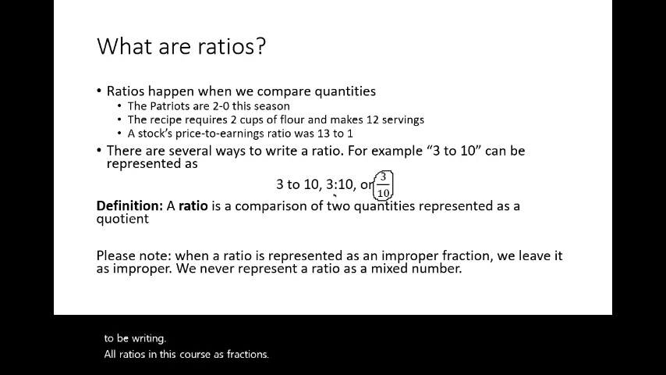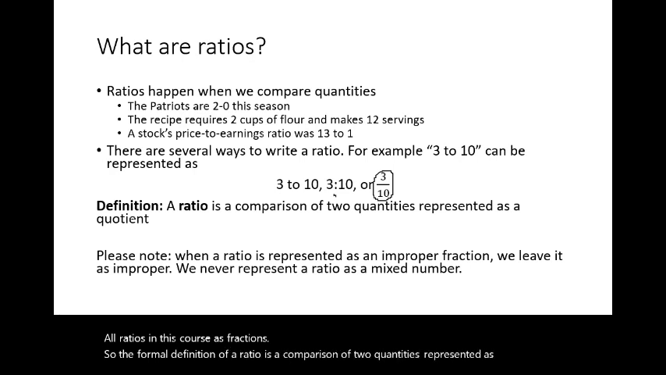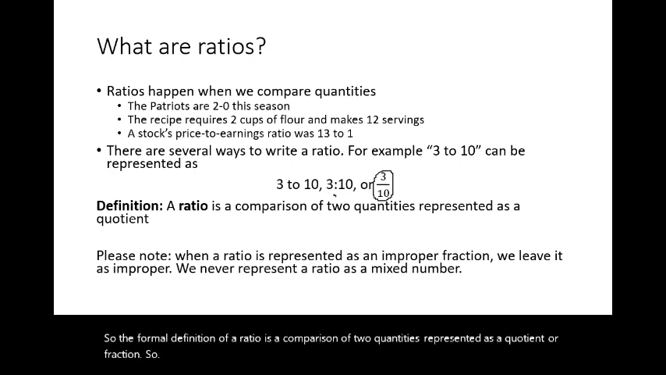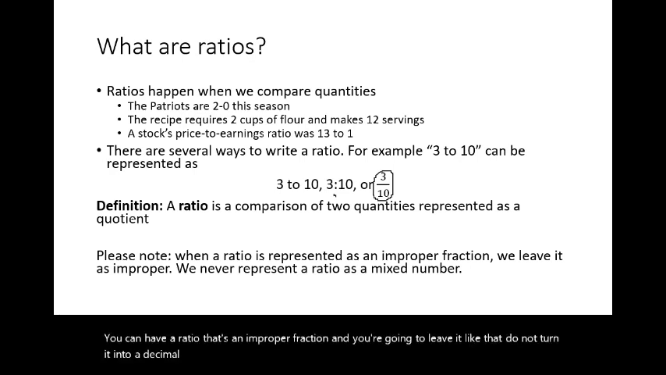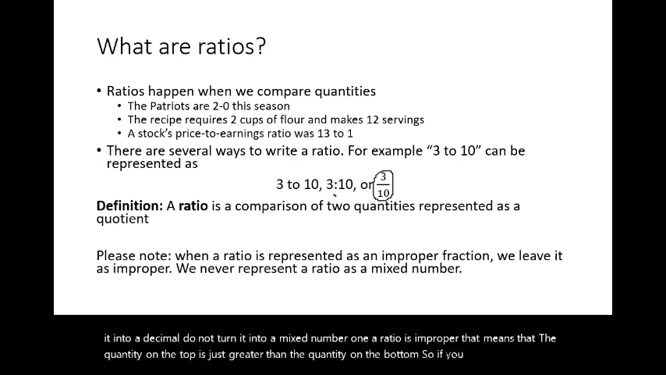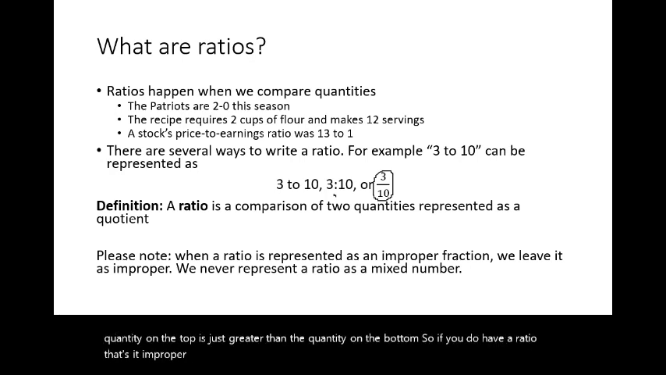So the formal definition of a ratio is a comparison of 2 quantities represented as a quotient or fraction. So you can have a ratio that's an improper fraction, and you're going to leave it like that. Do not turn it into a decimal. Do not turn it into a mixed number. When a ratio is improper, that means that the quantity on the top is greater than the quantity on the bottom. So if you do have a ratio that's an improper fraction, do not turn it into a decimal.